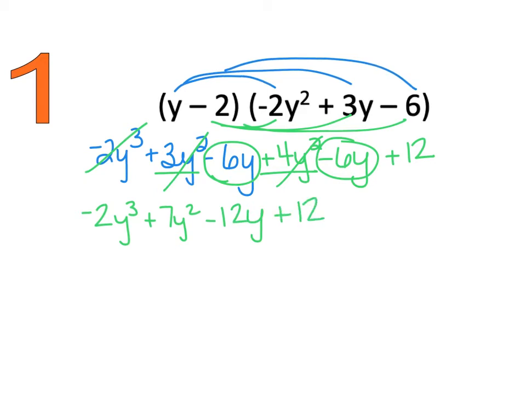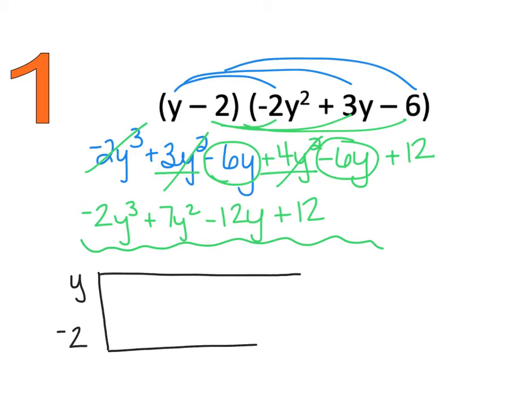So notice again that when I added, my exponents didn't change. This is simplified. My leading coefficient is negative 2, the degree is 3, and this would be a polynomial. It would also be cubic since it is of degree 3. I'm going to show you a second way of doing this. It's going to be a grid method where I use a table to organize my multiplication. So I'm going to need a 2 by 3 table here.